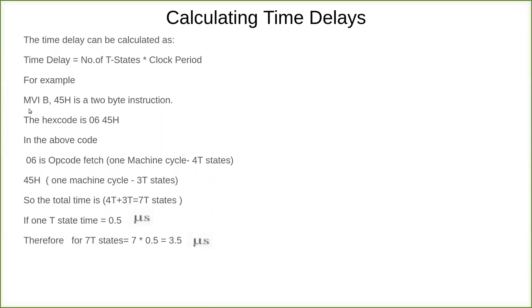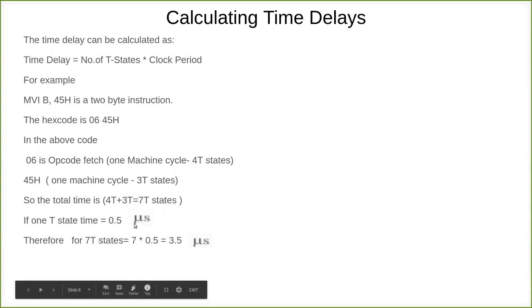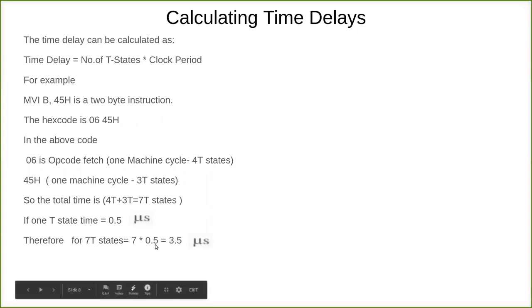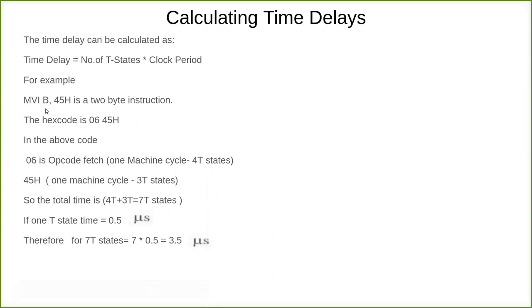For example, MVI B, 45H is a 2-byte instruction, and the hex code equivalent is 06 for MVI B, and the data byte 45H. In the above code, 06 is the opcode fetch, one machine cycle which includes 4 T states, and 45H is one machine cycle of 3 T states. So the total is 4T plus 3T, which is 7T. If you consider the frequency to be 2 MHz, the clock period is 1 by F, that is 0.5 microseconds. So 7 into 0.5 gives you 3.5 microseconds for execution of just this one instruction.